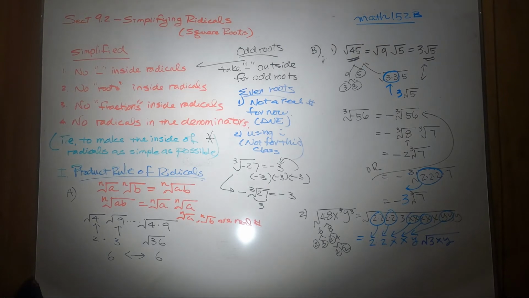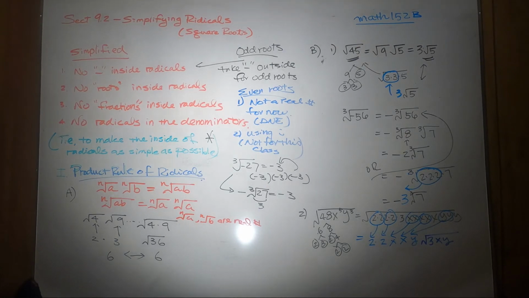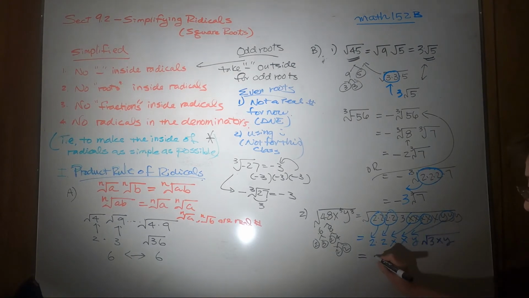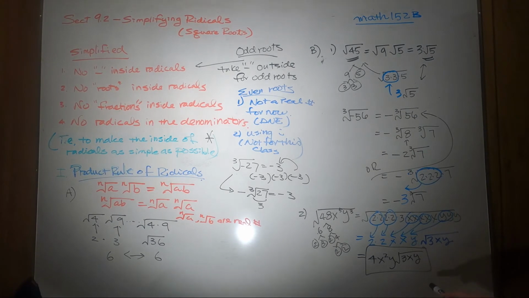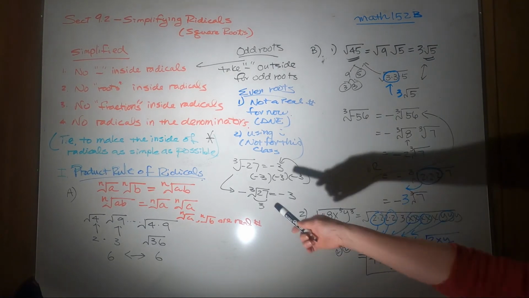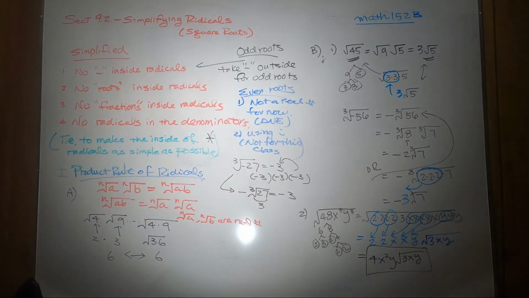Then you write the answer in the simplified way. 2 times 2, 4. So you have 4x squared y outside and square root of 3xy inside. So that will be the simplest form. It means what? The inside of the radicals is as simple as possible. Okay, that's how we wanted to simplify them.